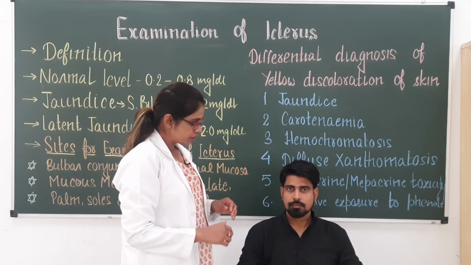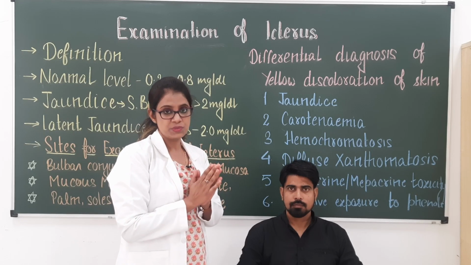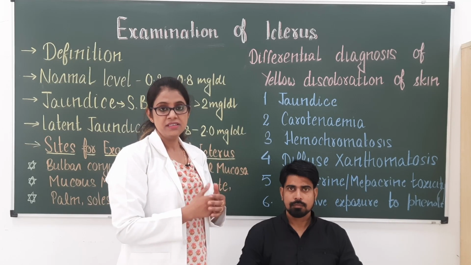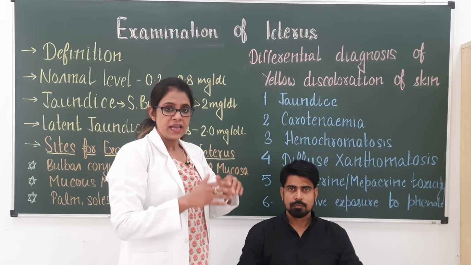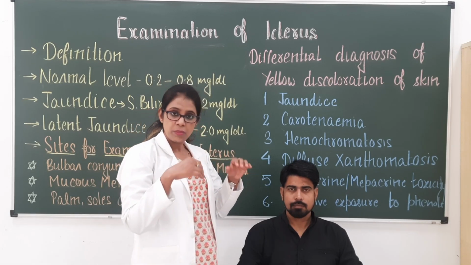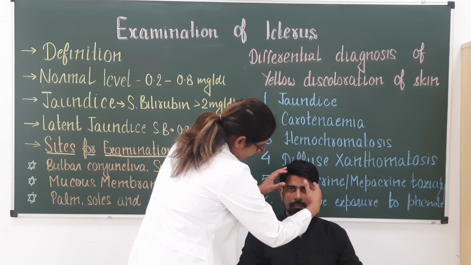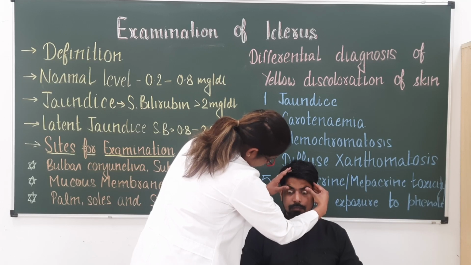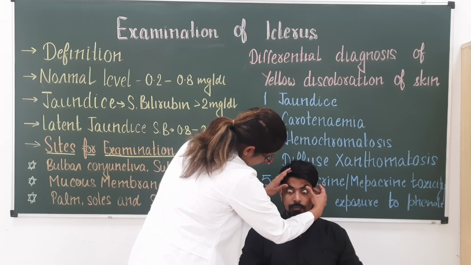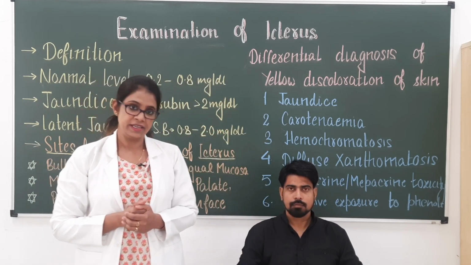The color of the bulbar conjunctiva is transparent, but actually we are looking at the scleral tissue. So how are we looking? We ask our subject to look downwards and we retract the upper eyelid like this. We have to retract both the upper eyelids. Like this you have to see, and by doing this it's possible to expose the maximum area of the sclera.